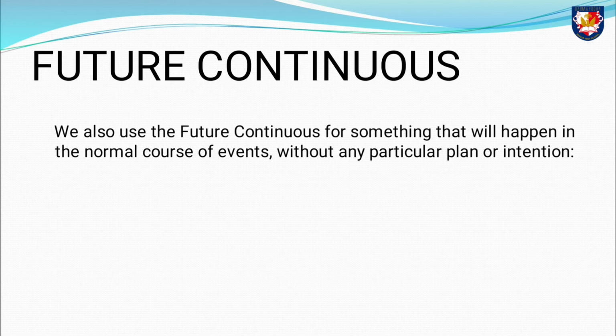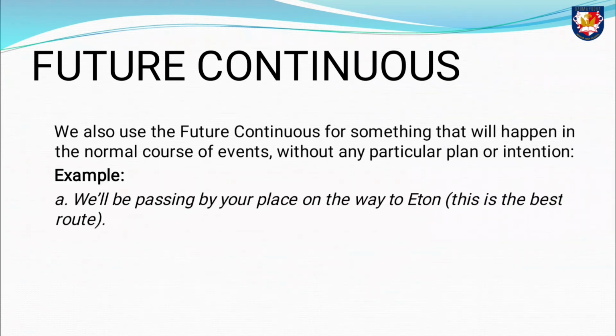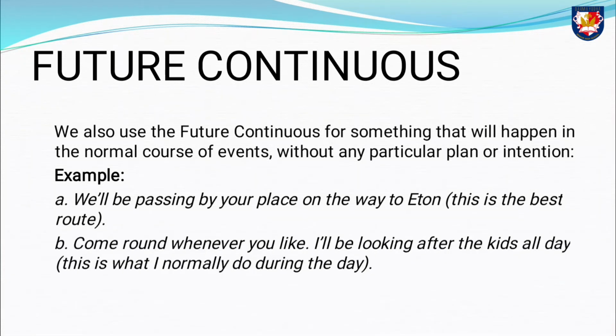We also use the future continuous for something that will happen in the normal course of events without any particular plan or intention. Example, we'll be passing by your place on the way to Athens. This is the best route. Number two, come around whenever you like. I'll be looking after the kids all day. This is what I normally do during the day.